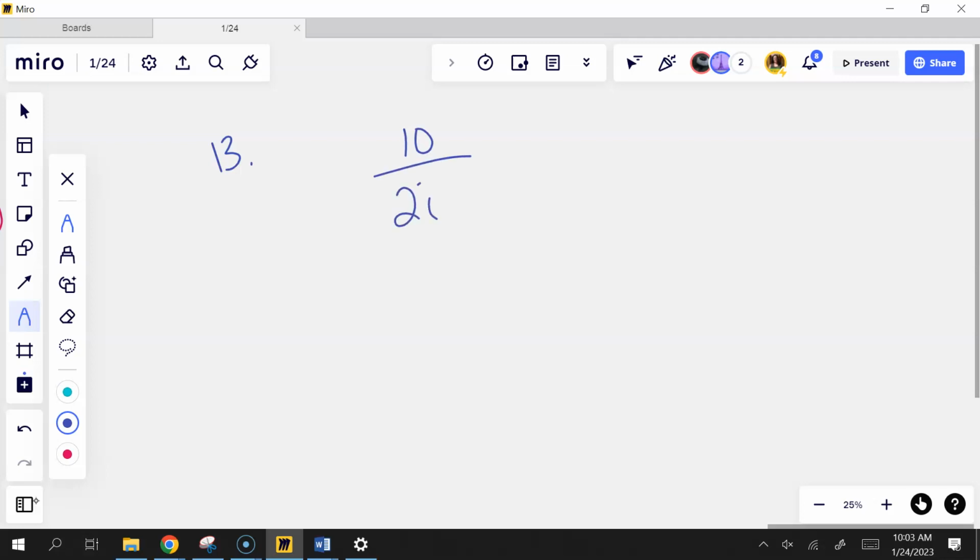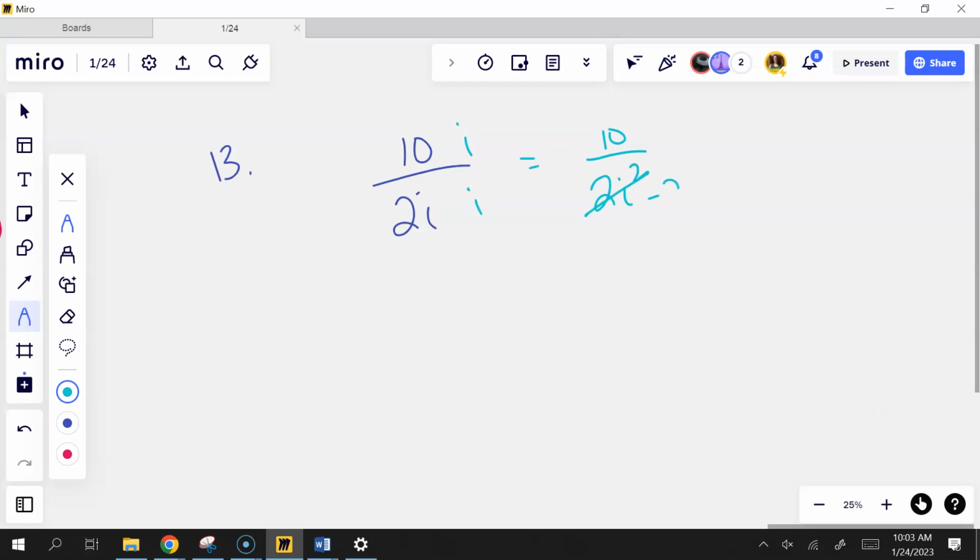I'm dividing by what? i, which is what? Imaginary or complex? Imaginary. So remember, there are different rules if I'm dividing by imaginary as compared to complex. So here, since this is imaginary, I am only going to multiply the top and the bottom by i only, and I get 10i over 2i squared. 2i squared becomes negative 2. So what is 10 divided by negative 2? Negative 5.